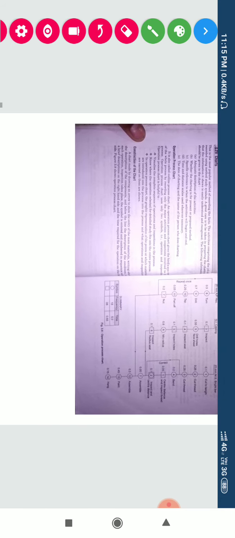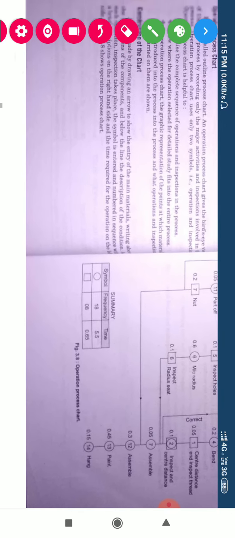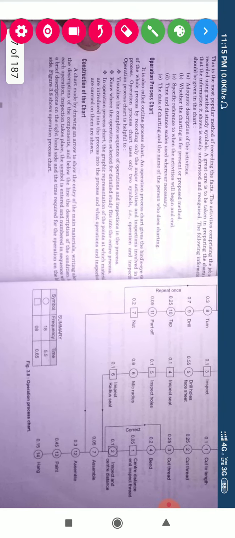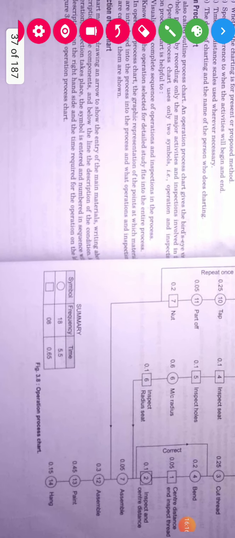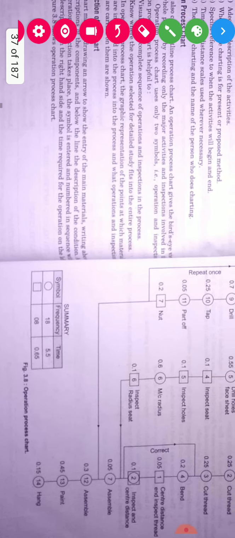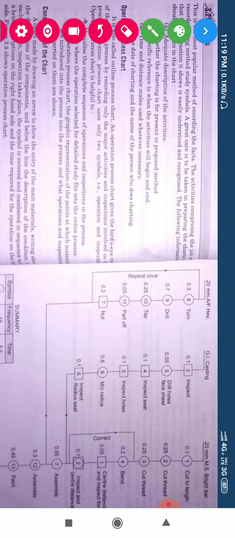Now we will come to the summary point of view, which is very important: for operation and inspection, how much time, how much frequency is that. So to understand this, we will just look at it this way. In the summary, we will count the frequency. Okay, so as of now, with the pen we will get that here the frequency is 1.